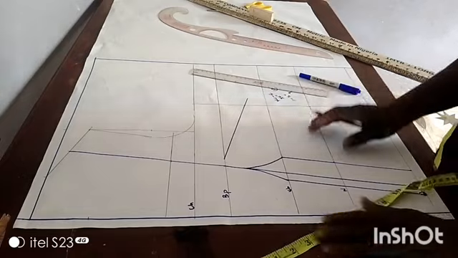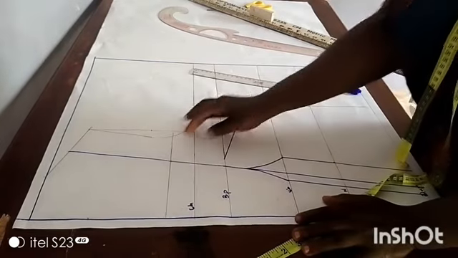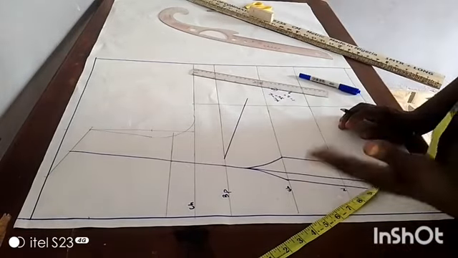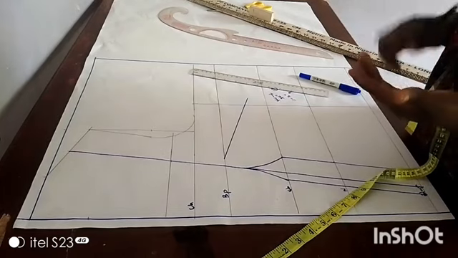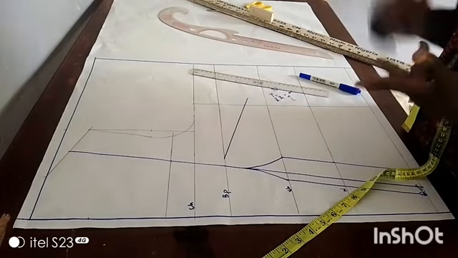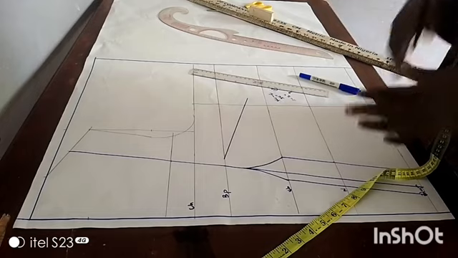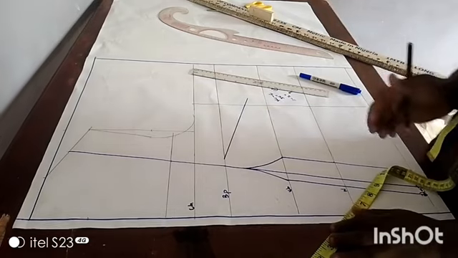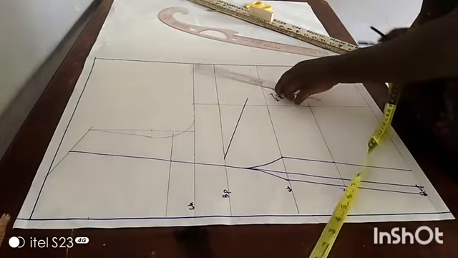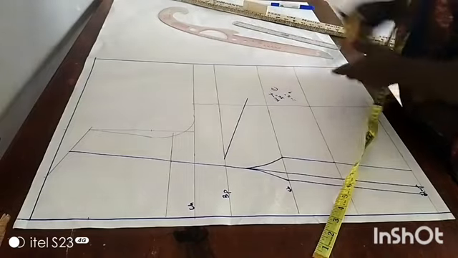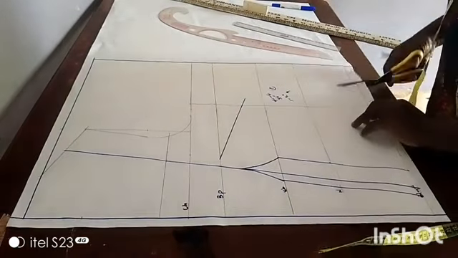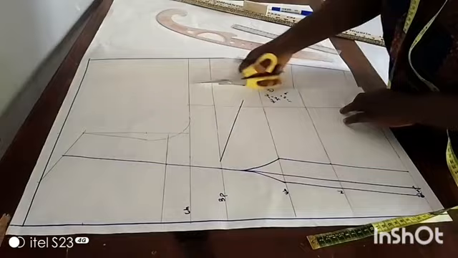So the next thing we are going to do now, we want to contour this overbust. So to contour it, we have different types of tightening. We have 100%, 75%, 50%, 25%, 30%. It depends on you. So what I want to do now is 50% tightening. So before I do that, let me cut this.